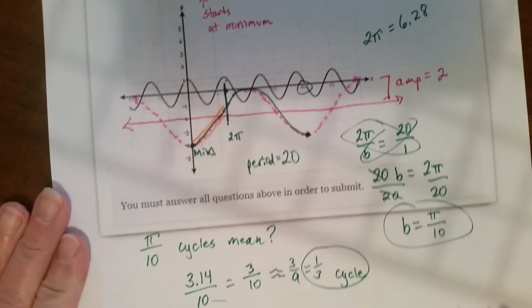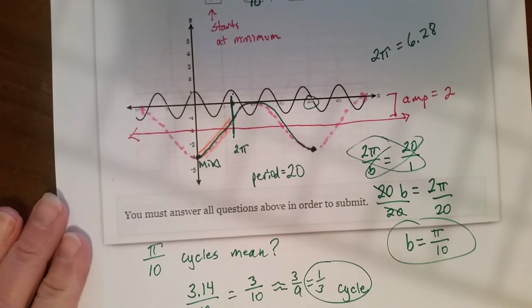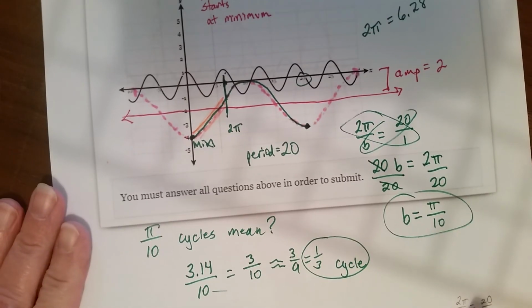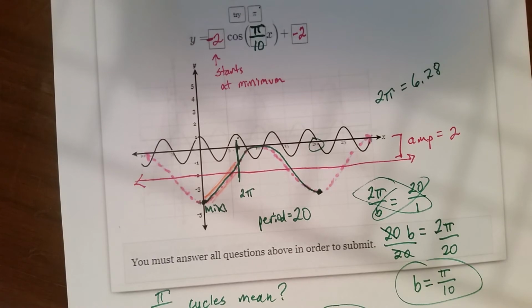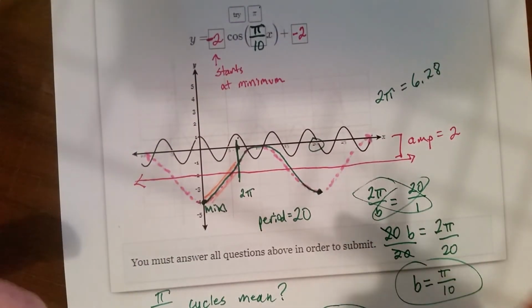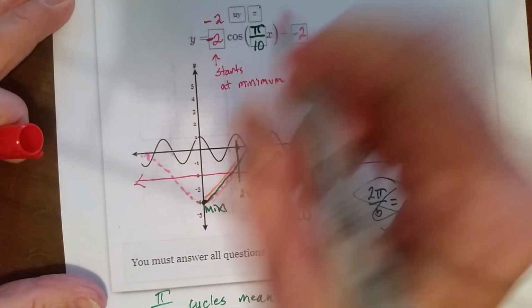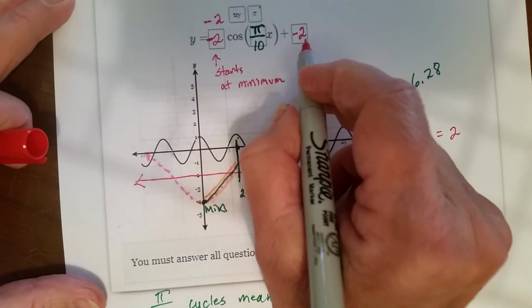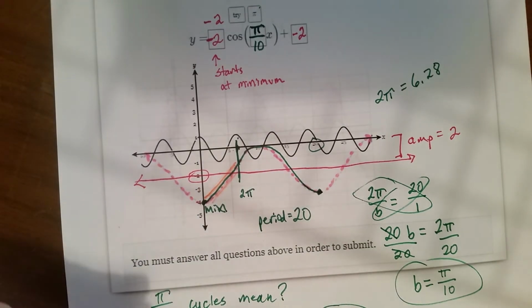Okay, I just threw a lot of information right there at you. But I was hoping to help pi over 10 make sense to you. You can always hit pause and replay to understand this better, but this would be our final answer. Keep in mind, again, this is a -2 because we're starting at the minimum. This is pi over 10, and this is also a -2 because our midline is -2.